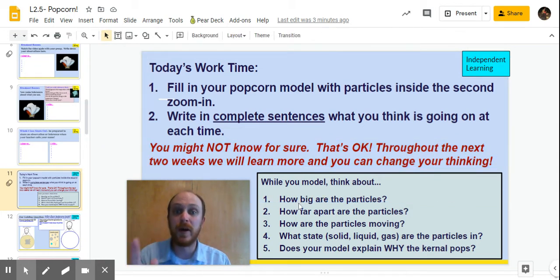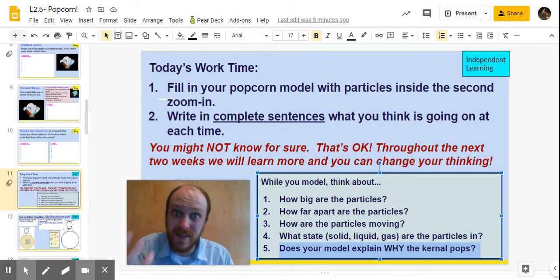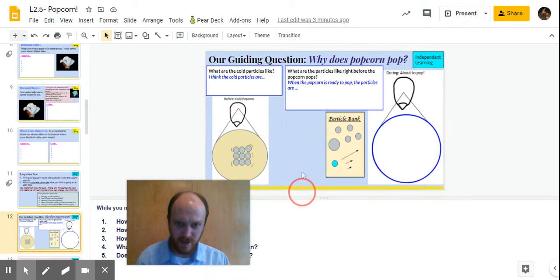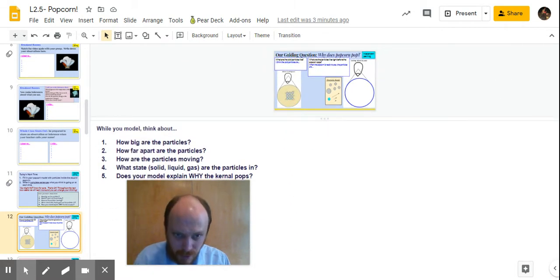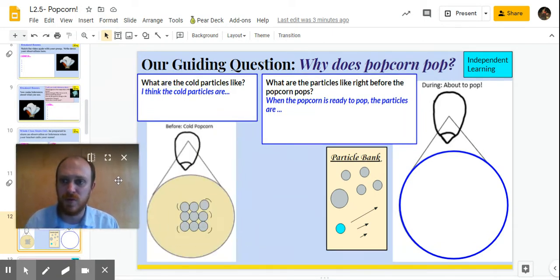Remember, while you're modeling today, think about how big your particles are, how far apart they are, how are they moving, what state are they in? Are they solid, liquid, or gas? And does my model actually explain why the kernel pops? Does popcorn pop? That's what we're trying to explain, okay? So here's what our model looks like. And by the way, all those questions are down here. There are 3 little dots here. If you put your little hand here and drag it, you can see those questions, the same questions to remember when you're modeling. So let me see how I can move my face out of the way.